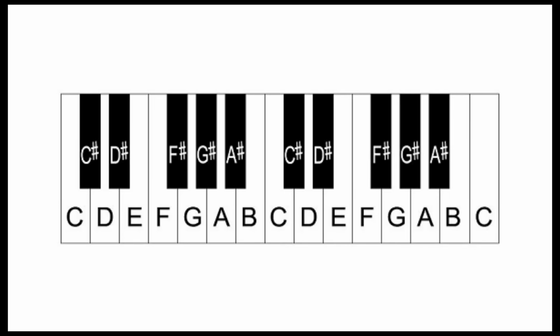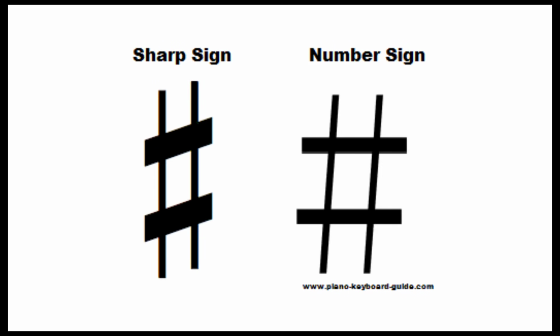F sharp means to play the note that is a half step higher than F. On piano, you simply play the key that is to the immediate right of F. Usually, a hashtag, pound, or number sign is used to represent the sharp sign when typing or writing. For instance, instead of writing D sharp like this, you can simply type this.